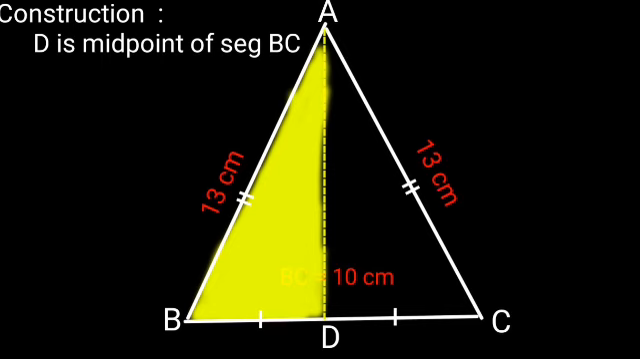If these two triangles are congruent, then their corresponding angles are congruent. Hence angle ADB is congruent to angle ADC. Both angles are in a linear pair, hence the addition of these two angles is 180. Both are equal. Hence, angle ADB and angle ADC are 90 degrees.